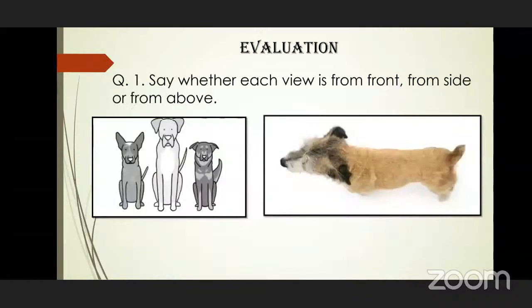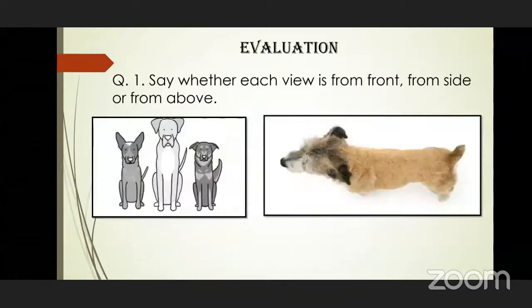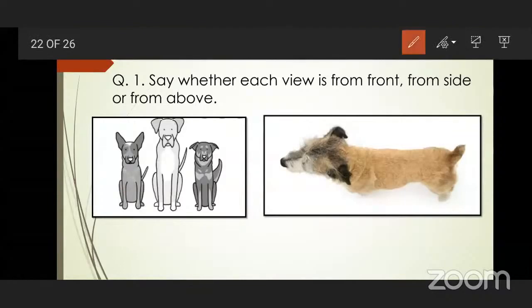Okay. Now see children, here are some questions for you. Say whether each view is from front, from above, or from side. Children, which pictures are these? What is there in the picture? Dog. Dog is there. Which is this view? Front view. Yes, this is a front view. Wait, I'll write. This is a front view.